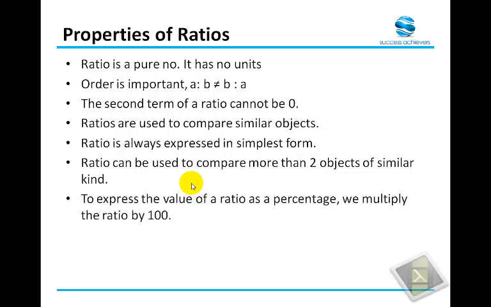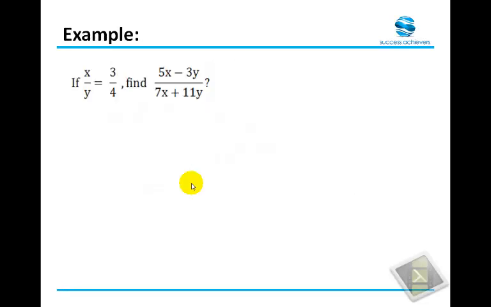To express the value of a ratio as a percentage, we multiply the ratio by 100. For example, the 2/5 ratio can be converted into a percentage by multiplying with 100. So we get 40%. Similarly, 3/4 can be converted into a percentage by multiplying with 100 and we get 75%. So can we say a percentage is a special case of ratio where the denominator is 100?